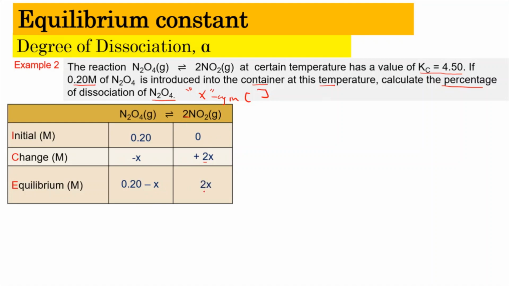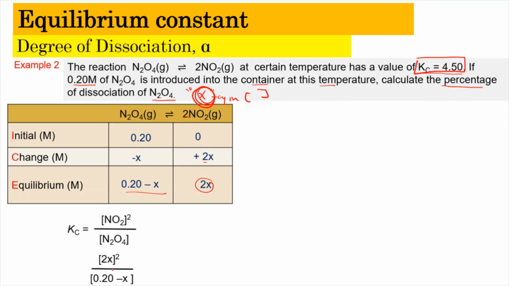Okay? And from here, you can write the Kc expression first because you know that your Kc is equal to 4.50. So you can write the Kc expression in order to find the value of x. Kc is basically the concentration of the product, which is NO2 to the power of 2, divided by the concentration of the reactant, which is N2O4. So we're going to get (2x) to the power of 2, because it refers to NO2. And then for the N2O4, we're going to substitute that in here, and then our Kc is equal to 4.5.